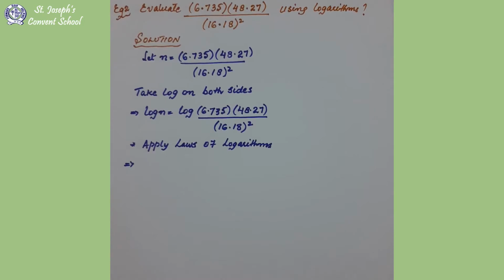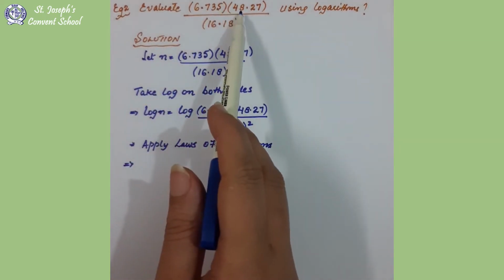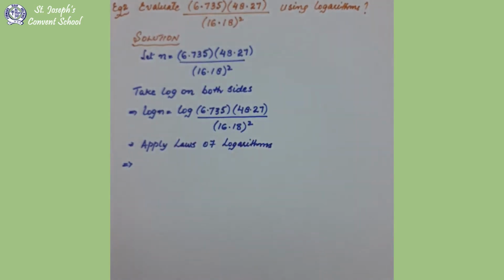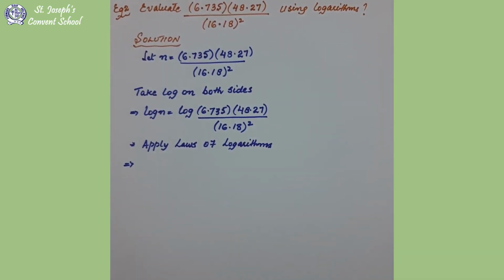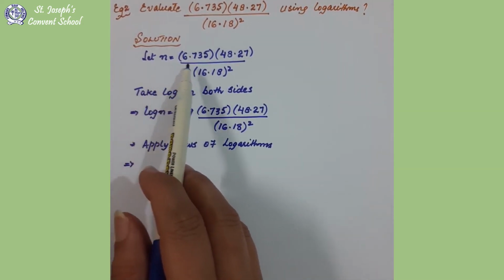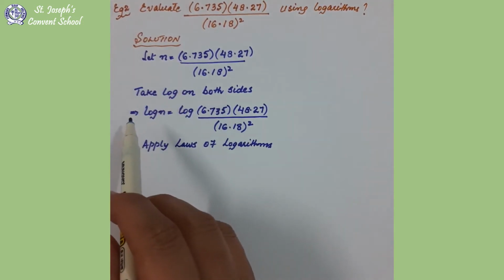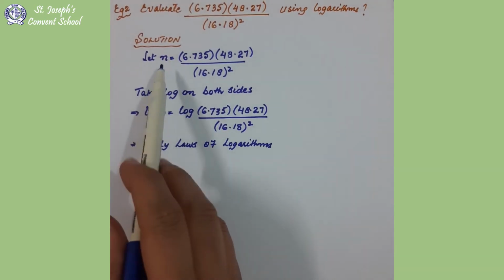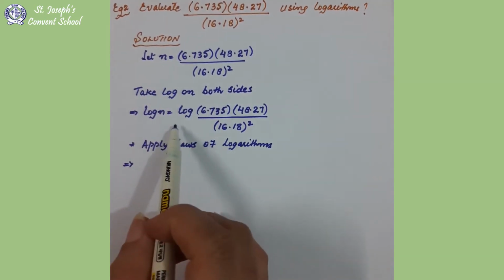Now the second question. In this example you can see: evaluate 6.735 and 48.27 divided by 16.18, the whole squared. In the same way, suppose let n equal this expression; you can use any letter, x or n. After supposing, you will take log on both sides. You have to do this in every question.